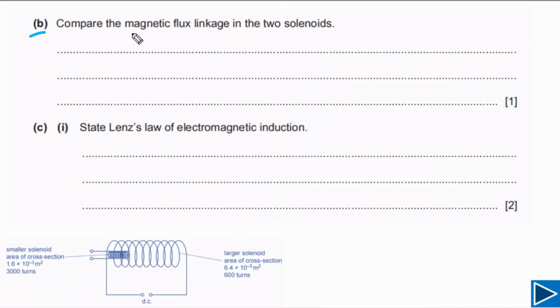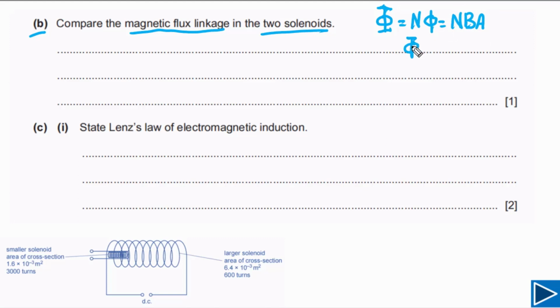For part B, we need to compare the magnetic flux linkage in the two solenoids. First of all, let's try to understand what magnetic flux linkage is. Magnetic flux linkage is simply equal to N times flux, or simply you can say this is equal to N times BA. Now we need to compare this one, so we can rearrange this one again.